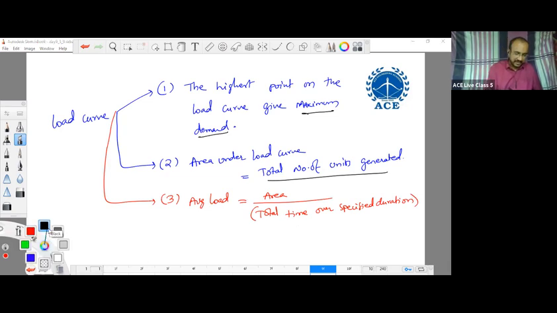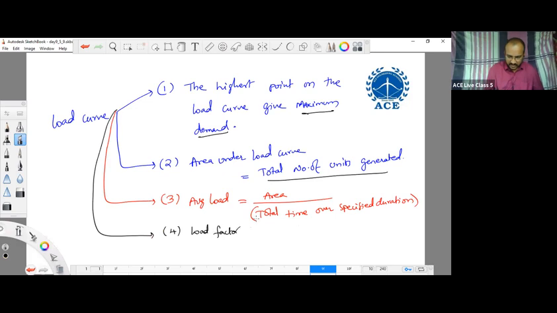Once you calculate the average load, can you calculate the load factor or not? Load factor is nothing but average load by maximum demand. So we calculated the average load and we calculated the maximum demand. The highest point on the load curve gives what? Maximum demand. Yes or no? And average load is calculated. So we can calculate the load factor also by using this load curve.